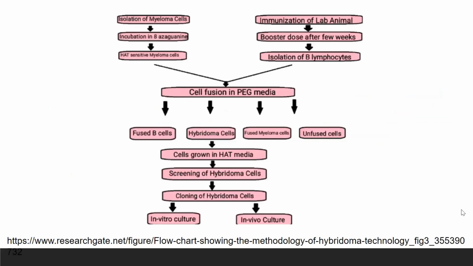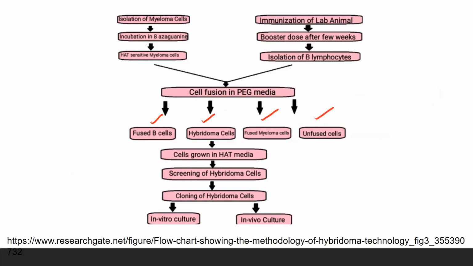You can see a flow chart of the hybridoma technology. Once the cells are fused using PEG, or polyethylene glycol, you get four types of cells: unfused B cells, hybridoma cells, fused myeloma cells, and unfused myeloma cells.